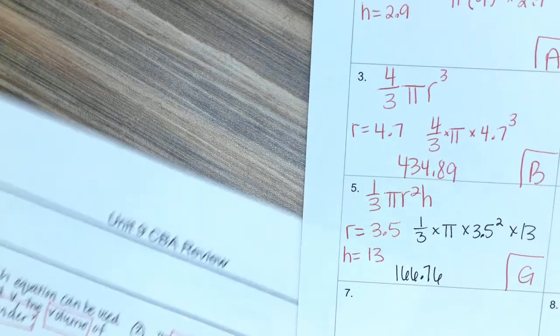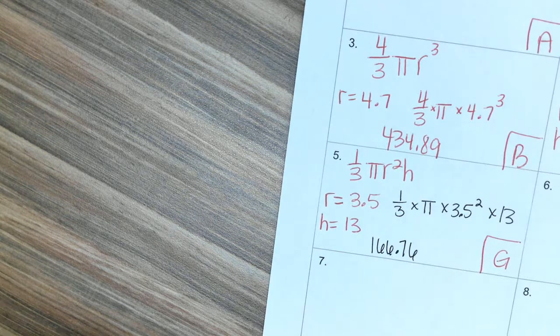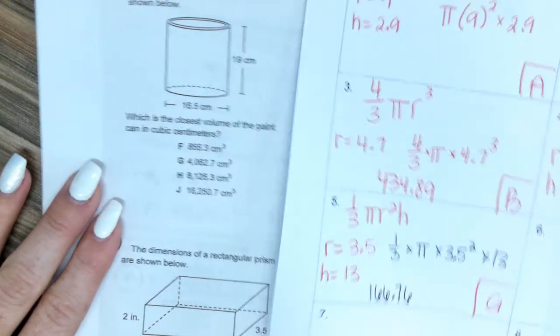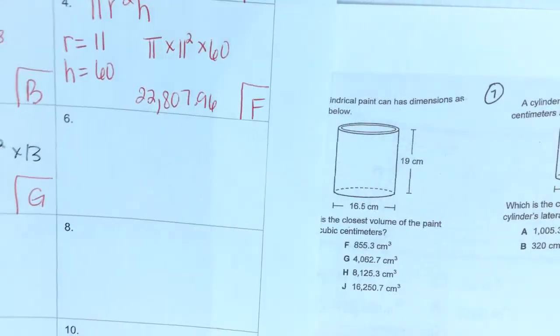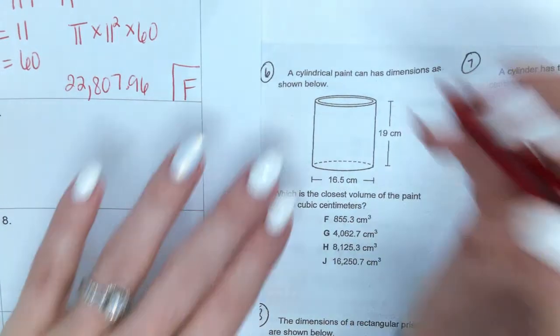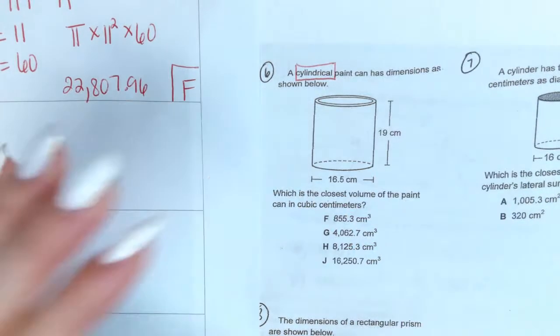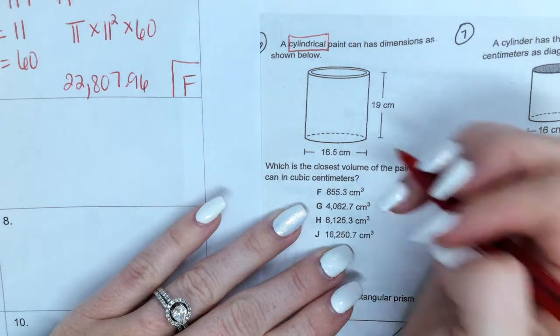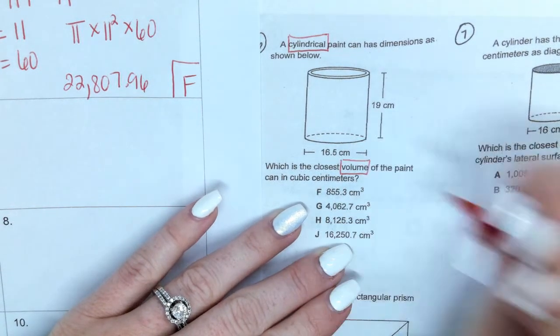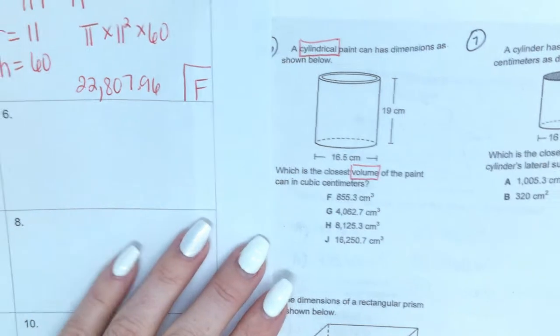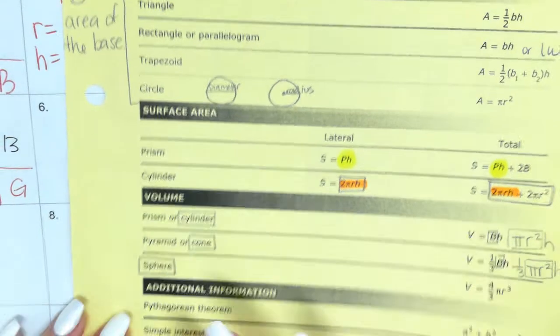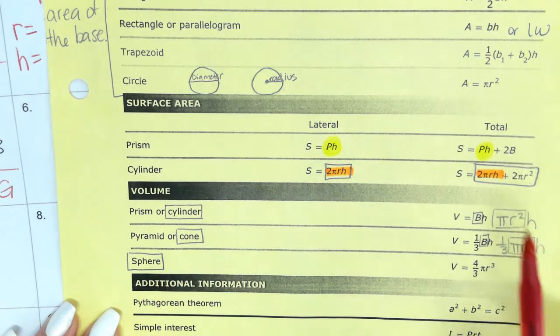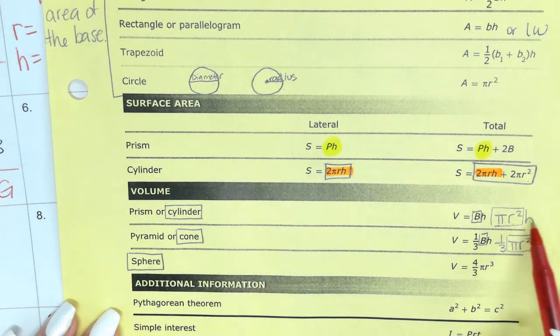Okay, number 6. What type of shape is number 6 talking about? A cylinder. It says cylindrical, but that means the same thing as cylinder. Did it ask for volume or surface area? Okay, so I go to my star chart, to volume of a cylinder, and I write down pi r squared h.